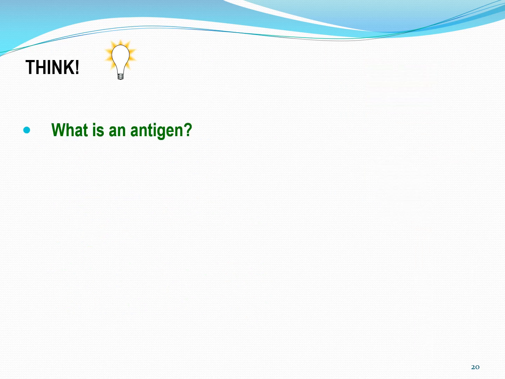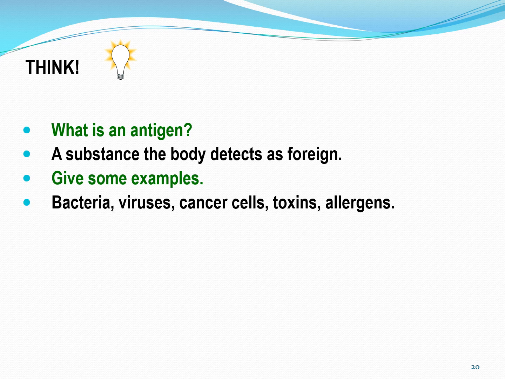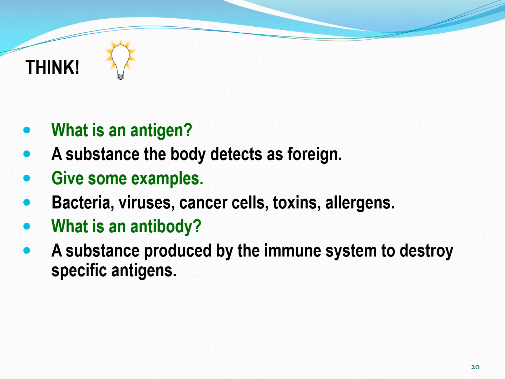So think about this. What is an antigen? Pause this and see if you're getting the right answer. Remember, the antigen is the invader, right? It's the foreign substance that comes into your body. What are some examples of a foreign agent that's an antigen? We know, right? Bacteria, cancer cells, toxins, allergens, right? What's an antibody? The substance produced by the immune system to destroy that specific antigen, right?